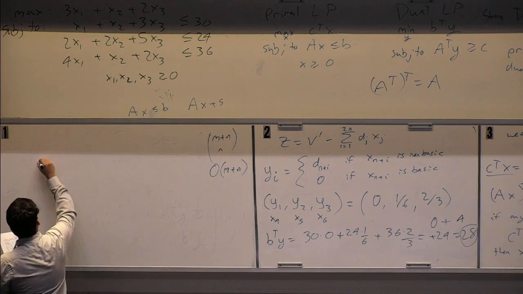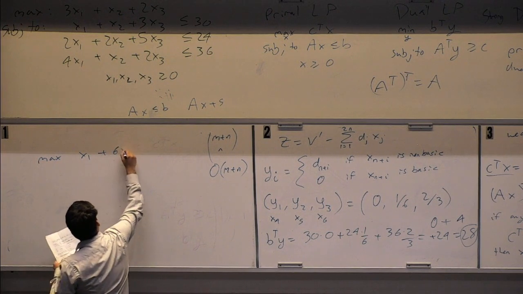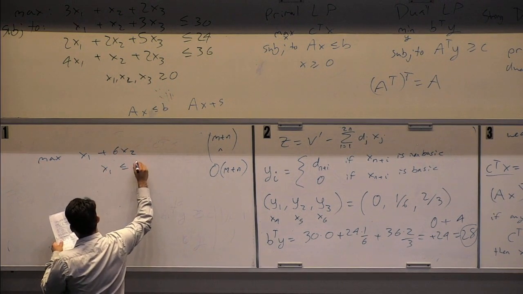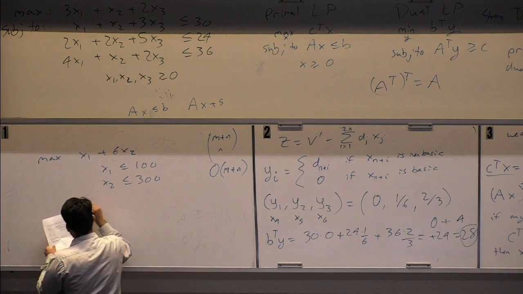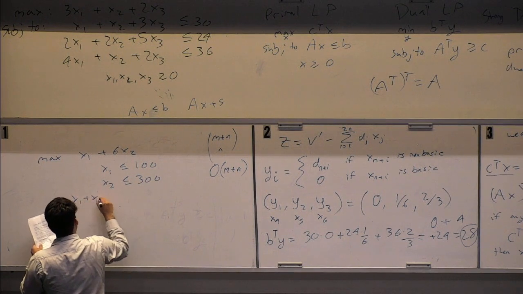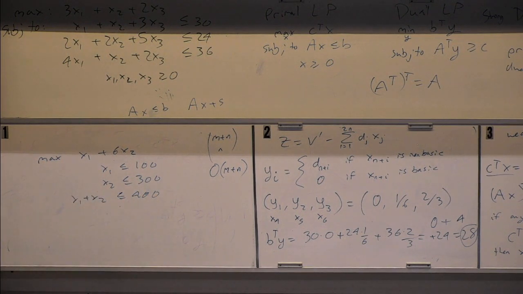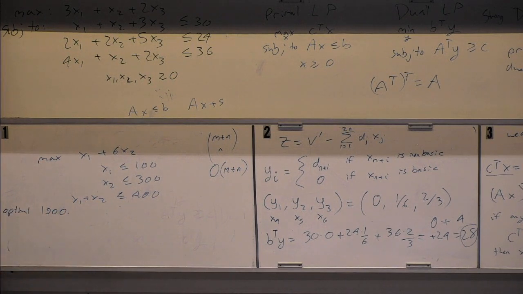Let's do one quick example of certifying optimality. Suppose you're trying to maximize the following linear program, x1 plus 6x2, subject to x1 is less than or equal to 100, x2 is less than or equal to 300, and then that x1 plus x2 is less than or equal to 400. Now, if you were to run Simplex on this, the optimal is 1900, okay? But how do you prove that you can't get more than 1900?